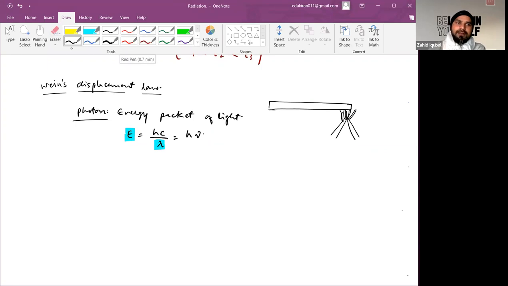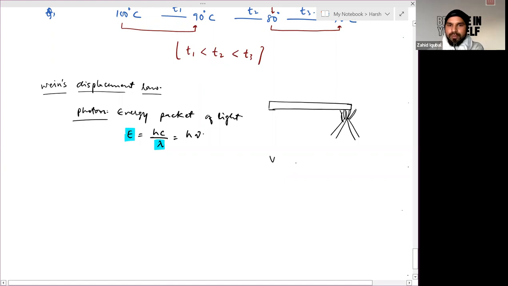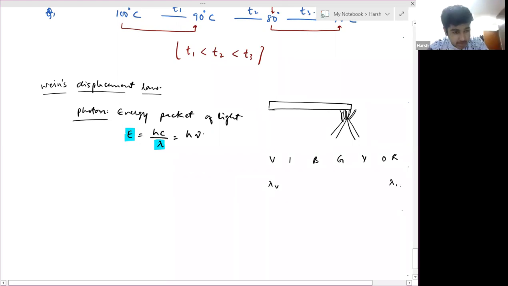Suppose in Vibgyor, violet, indigo, blue, green, yellow, orange, and red, which radiation has maximum wavelength? Can I repeat? Which radiation has maximum wavelength, out of Vibgyor? Red. Red is correct, right? Blue is shorter, so it spreads in the sky.